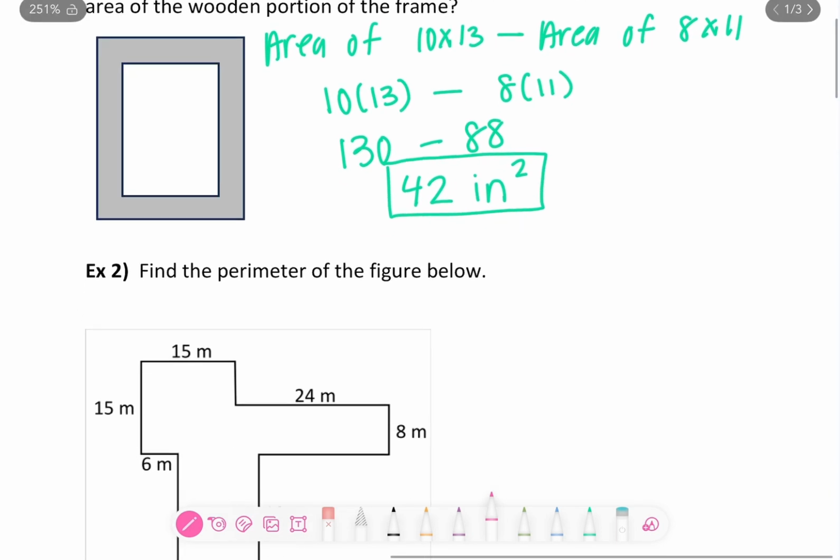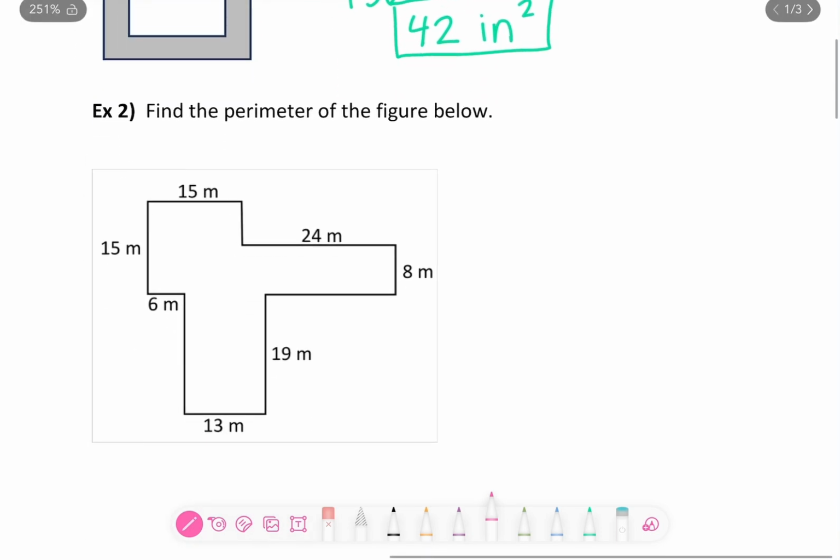All right, next one. Example 2. Let's take a look. Find the perimeter of the figure below. I forgot to type this when I wrote this in here, but you want to assume that all angles are right angles. Okay, so assume every single angle, like this angle is a right angle, this angle is a right angle, all the angles are right angles. That being assumed, we are going to figure out what the perimeter is.